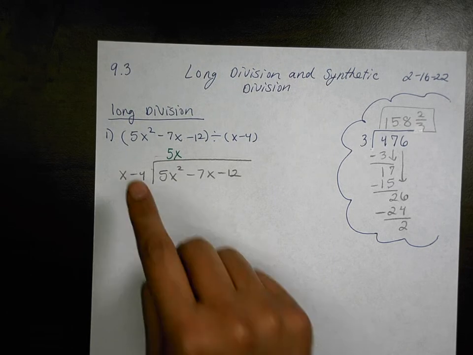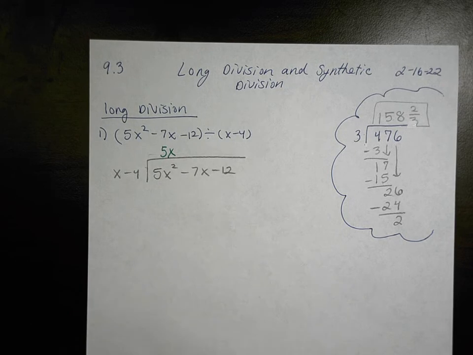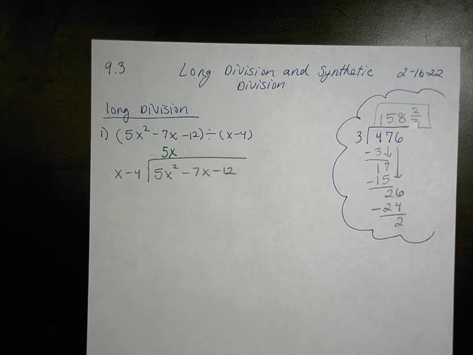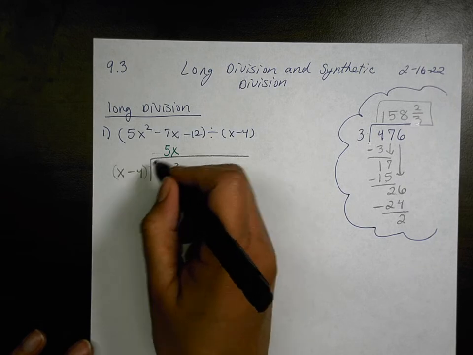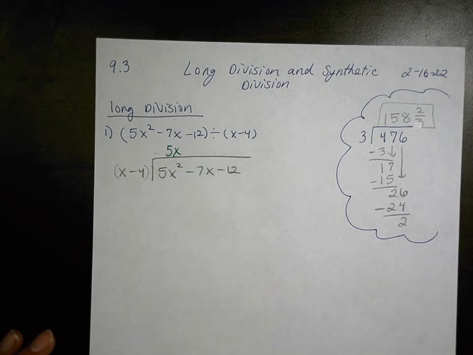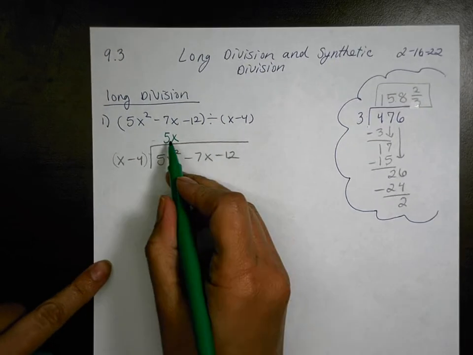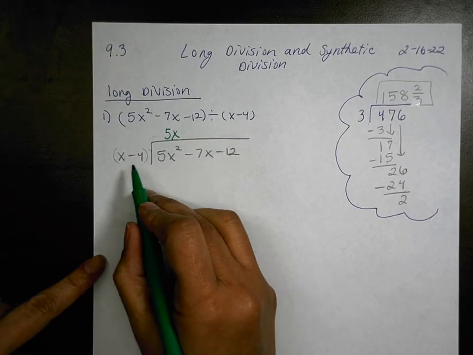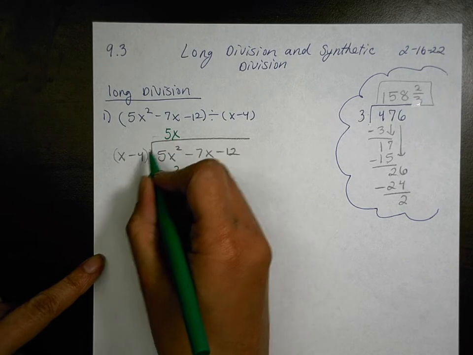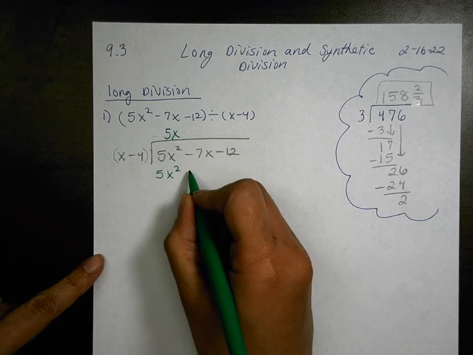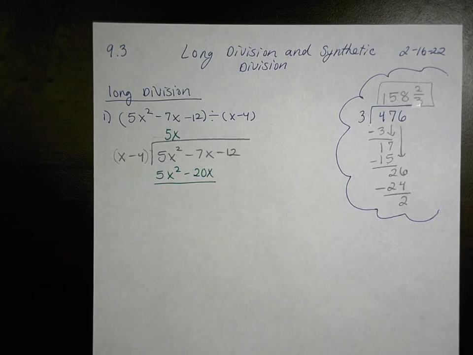But, like I said earlier, technically there is a bigger piece, and I do have to work with the whole piece. So I do have to do 5x times all of it. Just watch for now. I'm going to do 5x times x. What is 5x times x? And then what's 5x times negative 4? Okay, so go ahead and write that down.